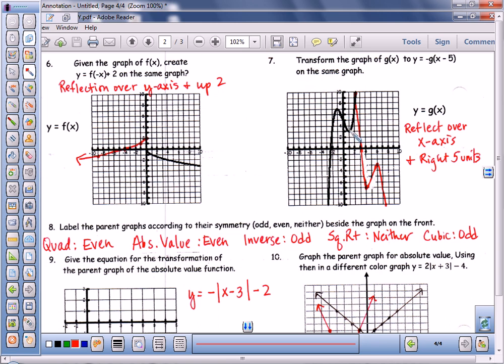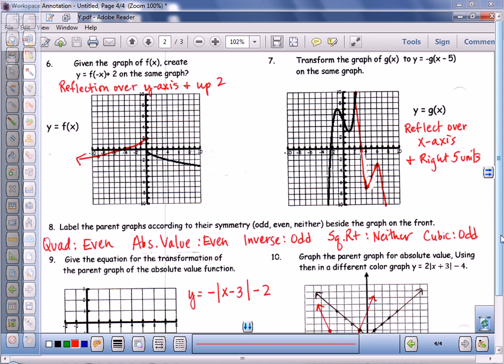Okay, label the parent graphs. Your quadratic one, the y equals x squared, is even. The absolute value one, y equals absolute value of x, is even. Your inverse function, y equals 1 over x, is odd. The square root function has neither even nor odd symmetry. And the cubic function has odd symmetry. The parent graph does. Okay, any questions on labeling your parent graphs on number 8?